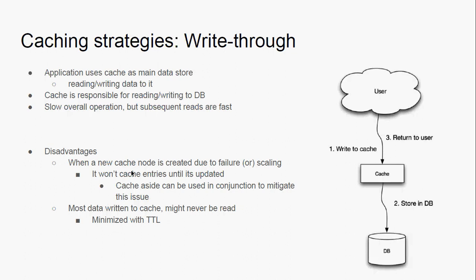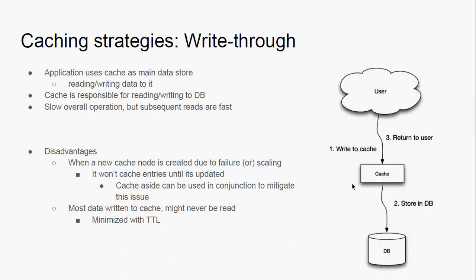So the disadvantages here, as you can see: when a cache node is created due to failure, that means that you already had some cache, and if this was created newly, or if you add some new cache, then this will not cache the entries until you have subsequent reads or writes.